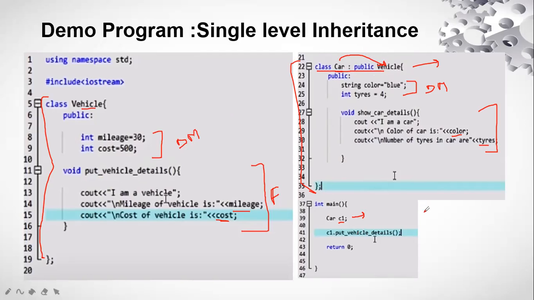And now what will be the output? The output will be this: I am a vehicle. In the next line, it will be mileage of vehicle is 30. Then it will be cost of vehicle is colon 500. So this will be the output, right? So this is how single level inheritance is defined or implemented.